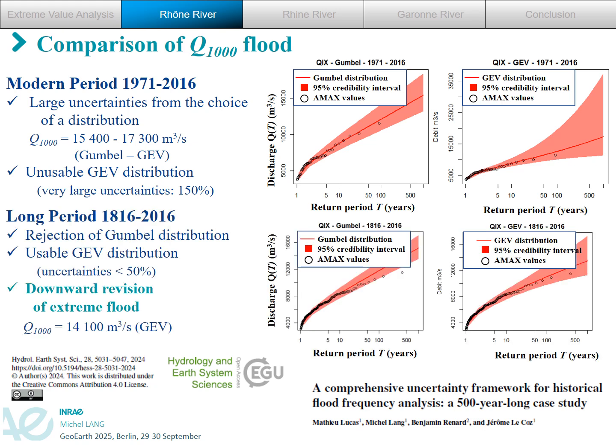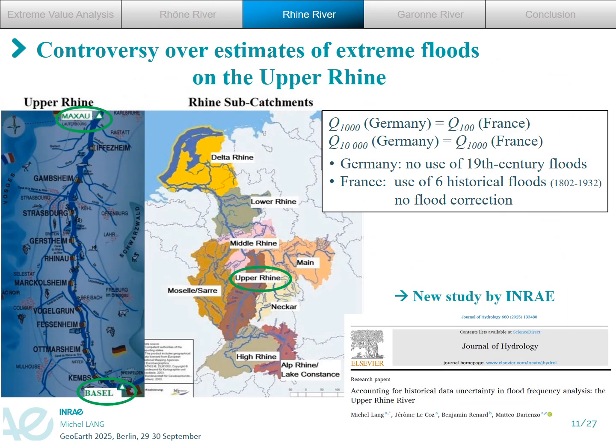If we use a long series from 1816 to 2016, we can see that the Gumbel distribution is not adequate according to the experimental distribution. It's better to use the GEV distribution, which has acceptable uncertainties, less than 50%. At the end, we have a downward revision of extreme floods with the long series.